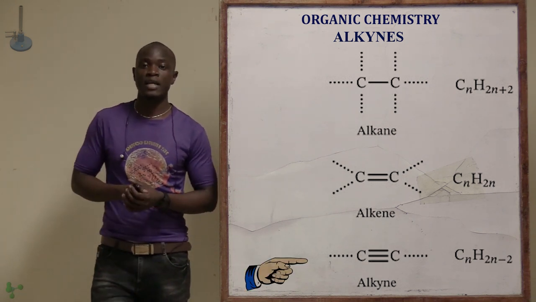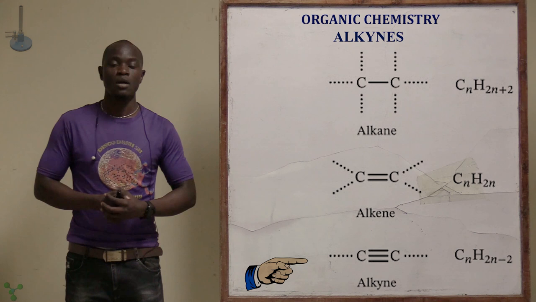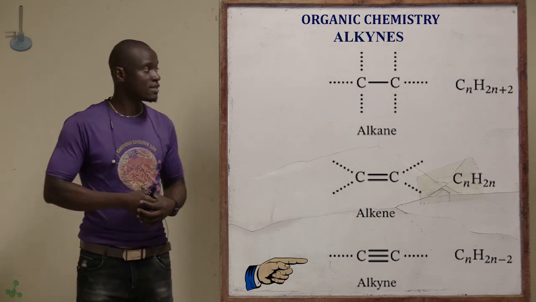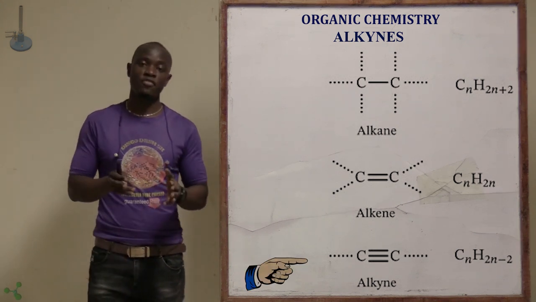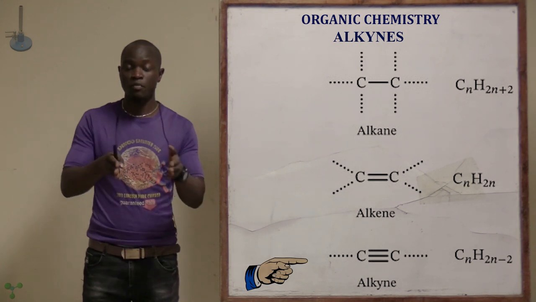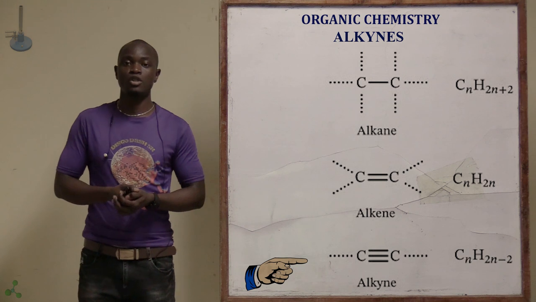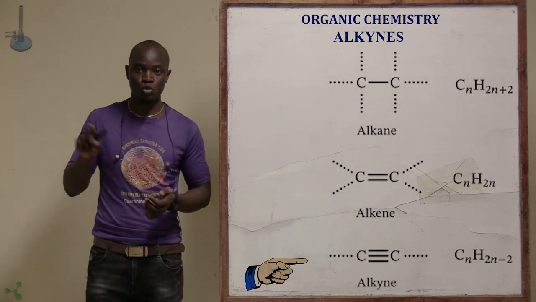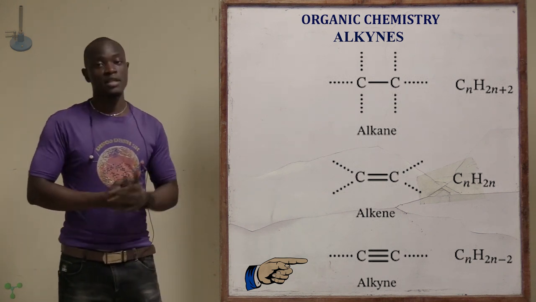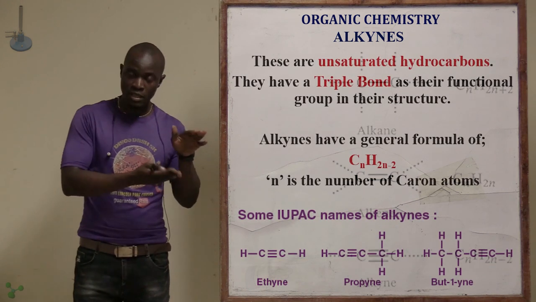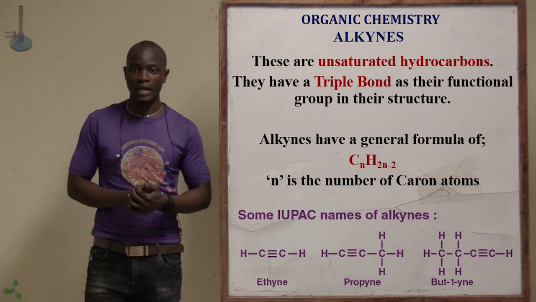And then finally, we looked at alkynes, whereby these are now the last in the chemical family. So they have a triple bond, at least a triple bond in their structure, and then the general formula is CnH2n-2. So remember, those are the families that we have just looked at in the previous. So now let's look at alkynes.